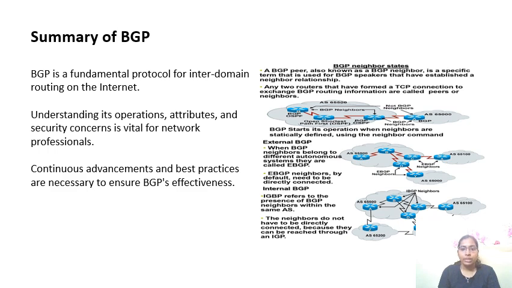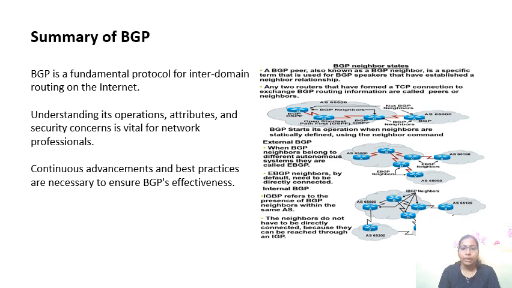BGP neighboring states. A BGP peer, also known as a BGP neighbor, is a specific term that is used for BGP speakers that have established a neighbor relationship. Any two routers that have formed a TCP connection to exchange BGP routing information are called peers or neighbors. BGP starts its operation when neighbors are statically defined using the neighbor command.